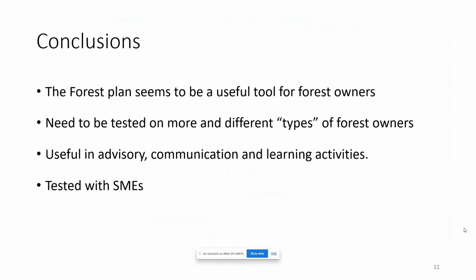So some conclusions are that after the evaluation, it seems like the forest plan is a useful tool for the forest owners, but we need to test the plan on more and different types of forest owners, because it's just eight and they are very similar to each other in knowledge and such. So it could be good to see if we need to do the forest plan in different levels, for example, or anything else.